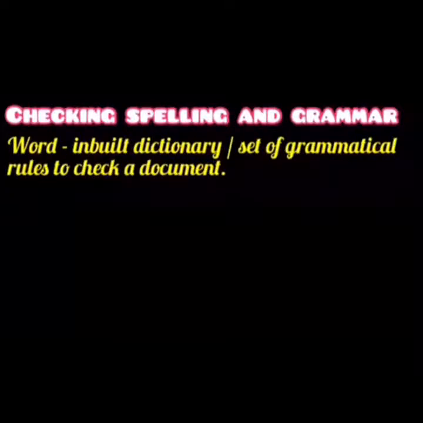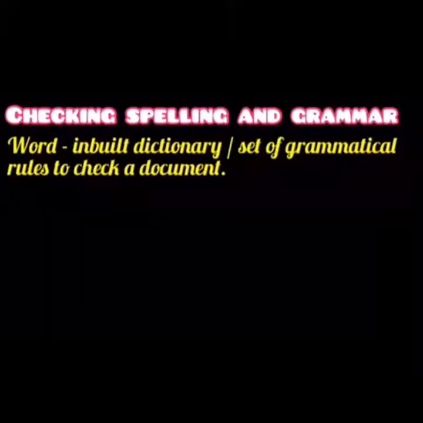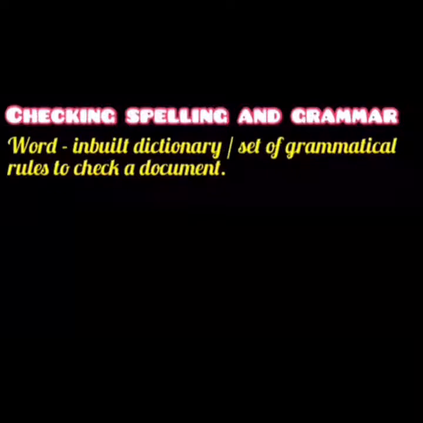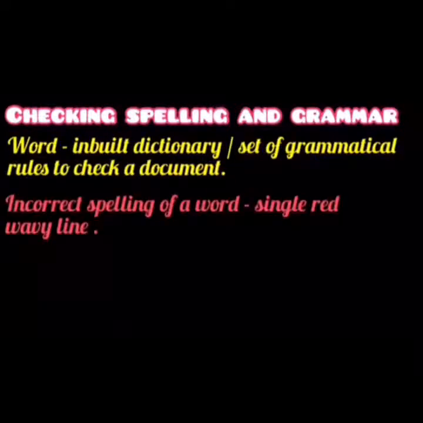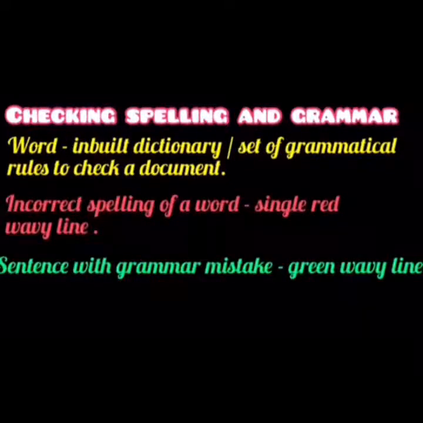Next is checking spelling and grammar. In Word, we have an inbuilt dictionary, so that the words will be corrected automatically. If we make any mistake in the spelling of a word, it will be underlined with a red line. And if you make any grammar mistake in the sentence, it will be underlined with a green line. So if you make any mistake in the spelling of a word, Word will automatically underline it with red color. If you make any grammar mistake, Word will automatically underline it with green color.